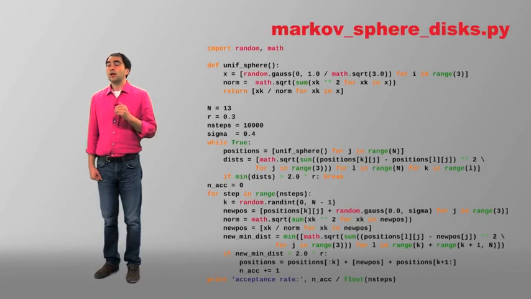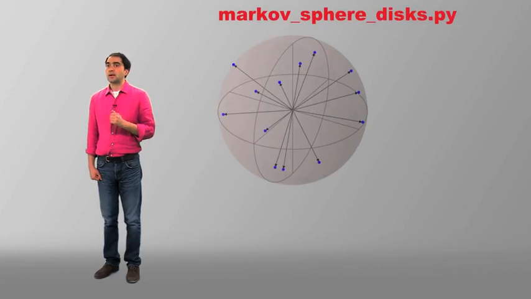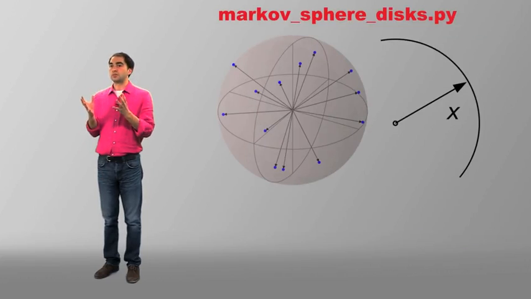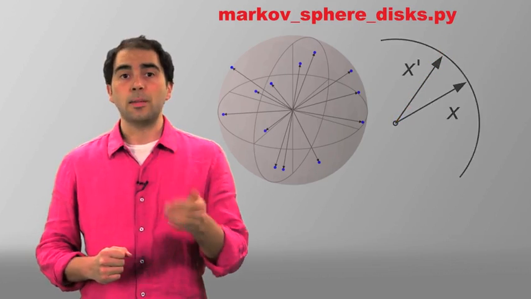Now, after the direct sampling, let's go ahead with the Markov chain sampling, following our 9-week-old strategy for tackling difficult problems. In Python, this gives markov_sphere_disks.py, where we start from a legal configuration of points on the sphere and propose little moves which are accepted if there is no overlap, so that during our Markov chain simulation the disks never touch.